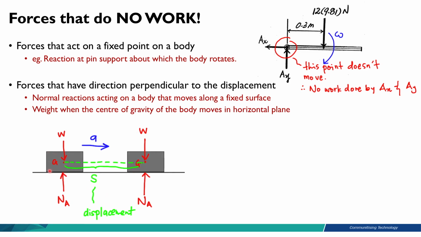You can see here, if the rigid body is traveling from this point to this point, then the displacement is in the horizontal direction, in X axis, and the weight and the normal force are acting in Y axis, and there is no displacement in Y axis. The displacement occurs in X axis only. Therefore, in this case, the weight and the normal force do not do any work throughout the motion of this rigid body. That is what it means by the force that has direction perpendicular to the displacement.